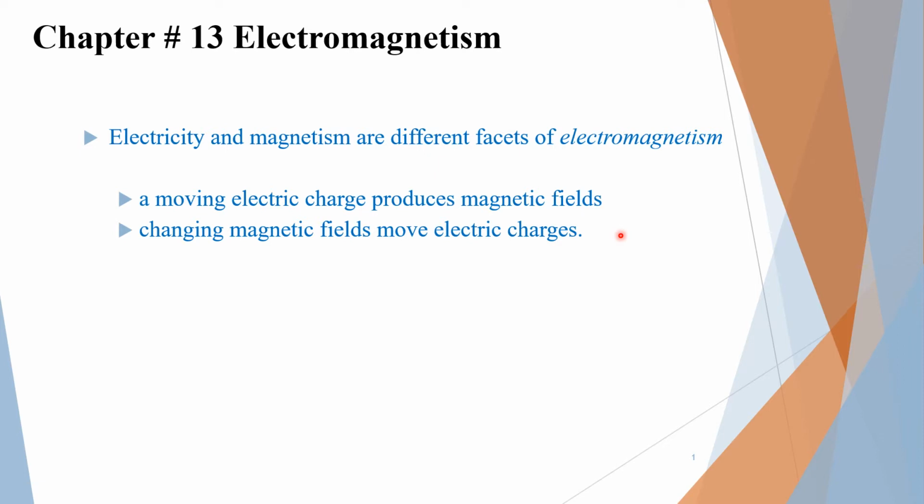In the previous chapter, chapter number 11, we discussed electrostatics, and in that chapter we studied that charges at rest produce electric field. But when charges move, due to their motion, a magnetic field is also generated. So a moving electric charge produces magnetic fields.